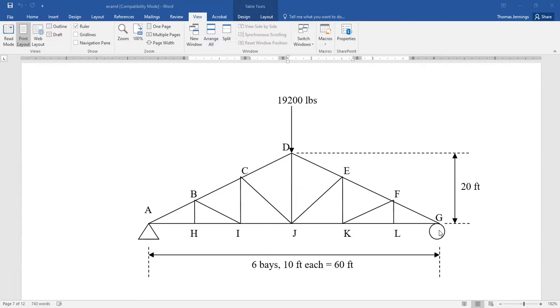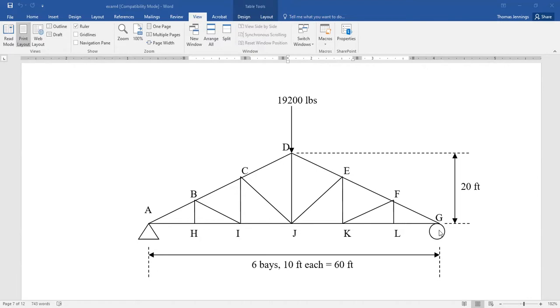We can just appeal to symmetry and say, well, if we've got 19,200 pounds and we split it evenly, 9,600 pounds is going to be at A, and 9,600 pounds will be at G. And that simplifies the problem a little bit. So it's really quick to get our external problem solved. Then we just need our internal problem.